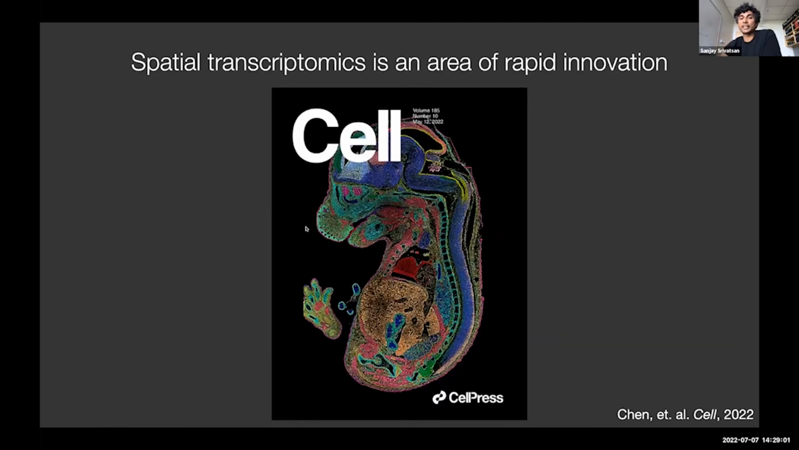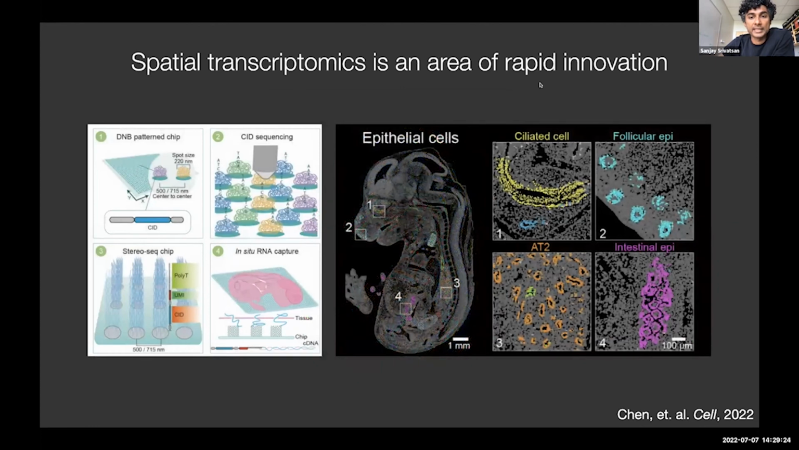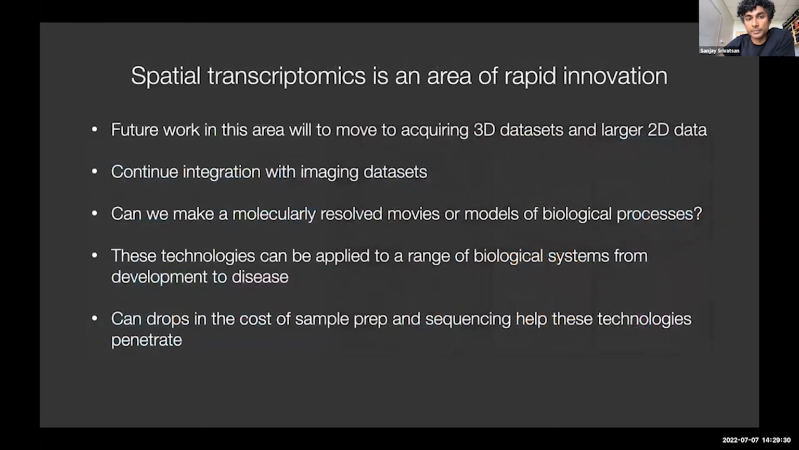So I mentioned that this area is rapidly moving and is an area for rapid innovation. And I would be remiss without mentioning this new technology that's come out in the last year and is totally blowing people away. This was published in Cell, and I think there were 6 to 8 papers that came out from this group. This is the Stereo-seq technology from the Beijing Genome Institute.